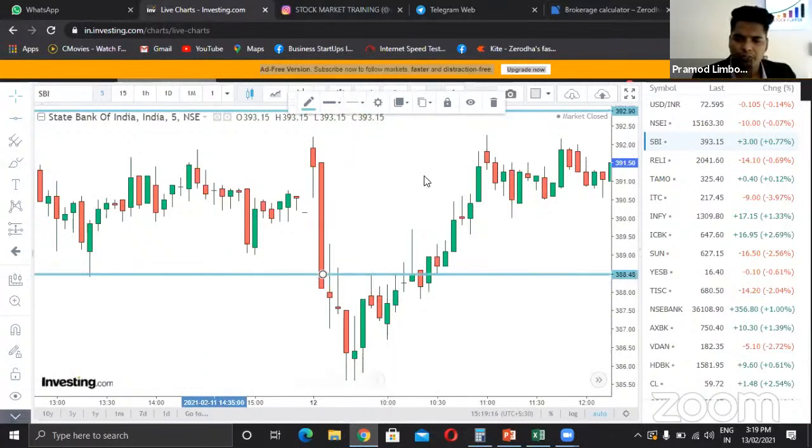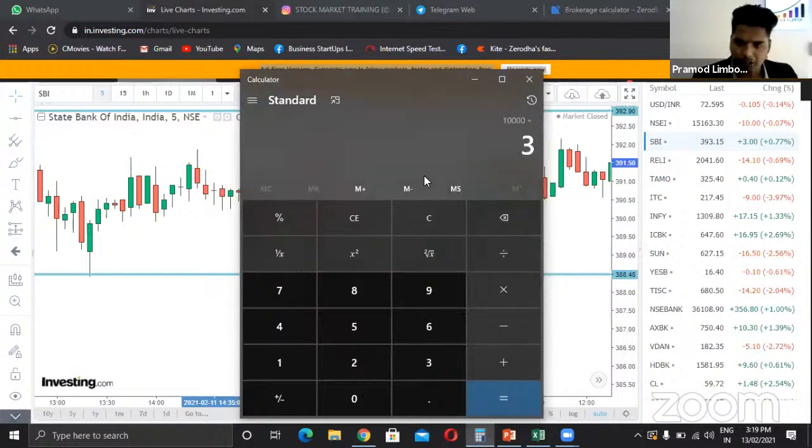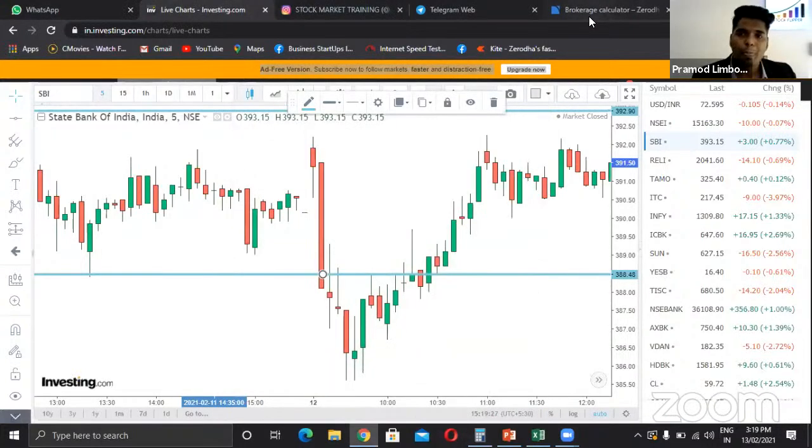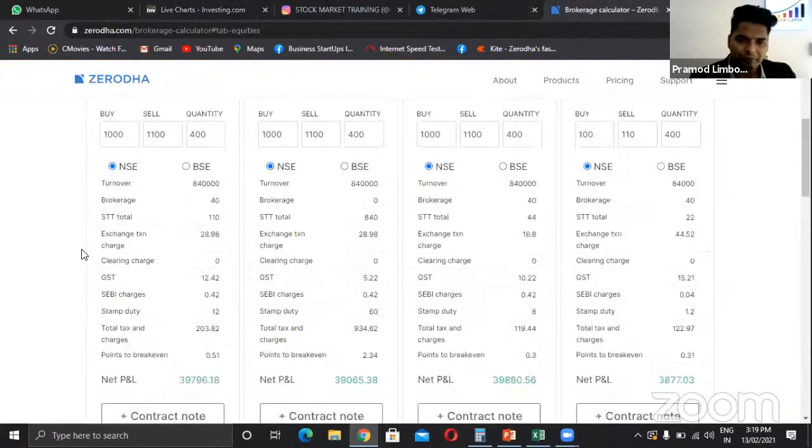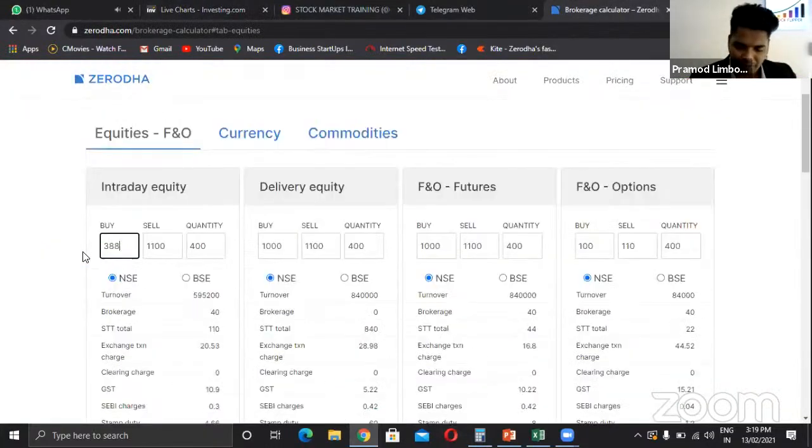How many stocks could we buy at 388? Around 25 stocks for holding. But in trading, the broker gives you extra leverage. Why? Because he also wants a good amount of brokerage. The more trading you do, the more brokerage is generated for the broker, for the demat account of the trader.